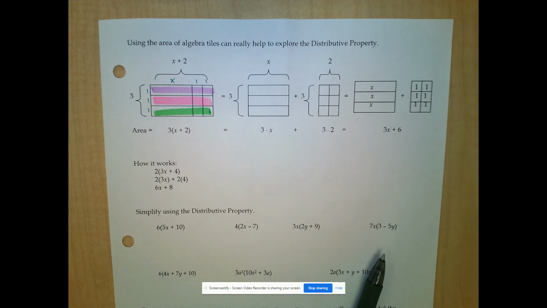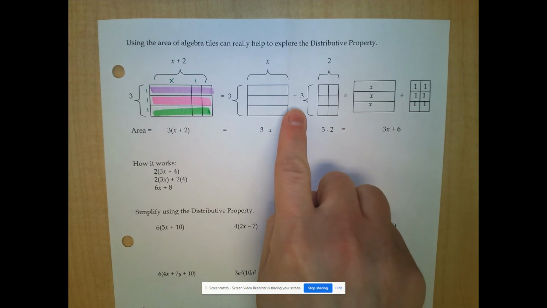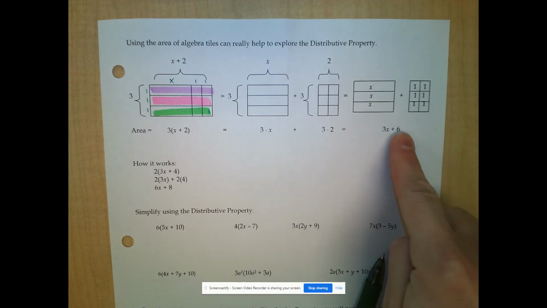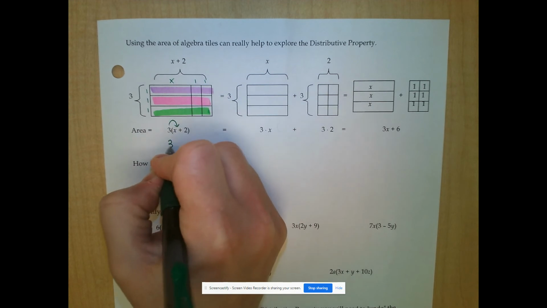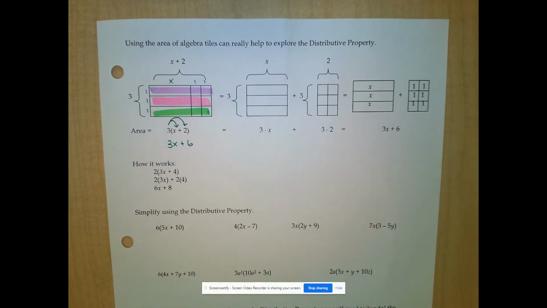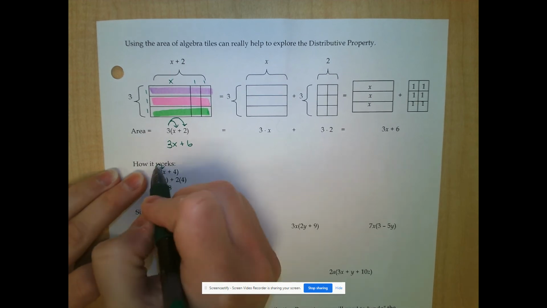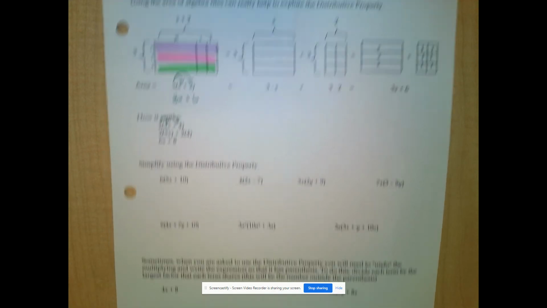Now, I could also choose to group it differently, and I could say there are 3 x tiles and there are 6 unit tiles. So I could also describe it as 3x plus 6. So if I distribute the 3 times the x, there's 3x. And if I distribute 3 times the 2, that's where the 6 comes from. You'll see me use these little rainbow arrows a lot. So on this first one, they did 3x times the 2 on the outside, and they did 4 times the 2 on the outside to get 6x plus 8. I'm going to do a whole bunch of these.